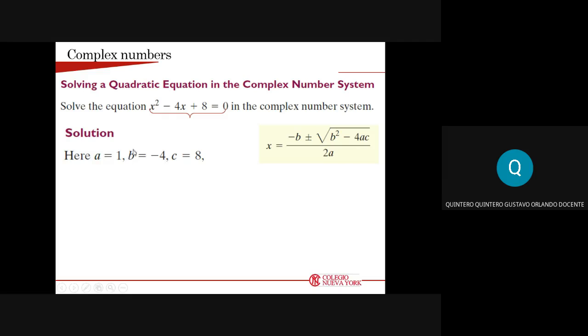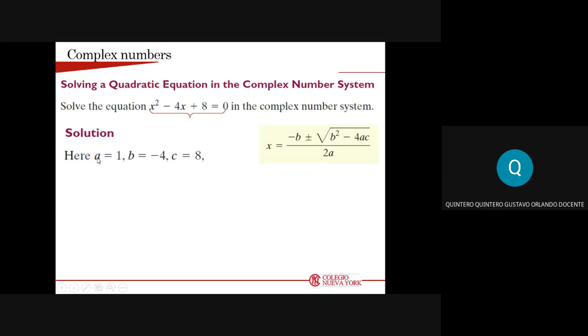For B, we know the coefficient is -4. Remember, these numbers are not only the numbers, they are also with the signs. So this negative goes with the number. This is part of the coefficient. -4 is the number. And C, which is the number that doesn't have a variable, the constant number, we have it as +8.